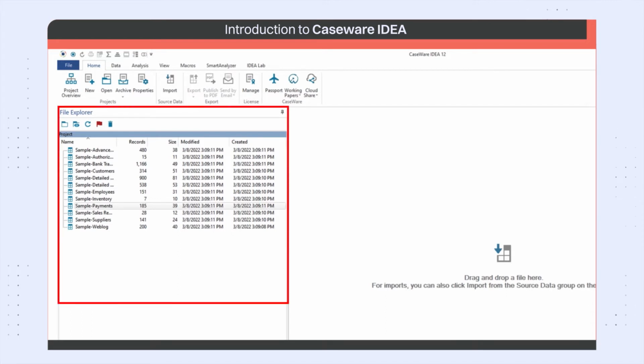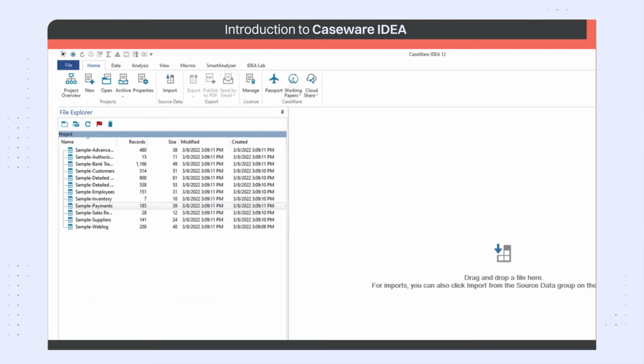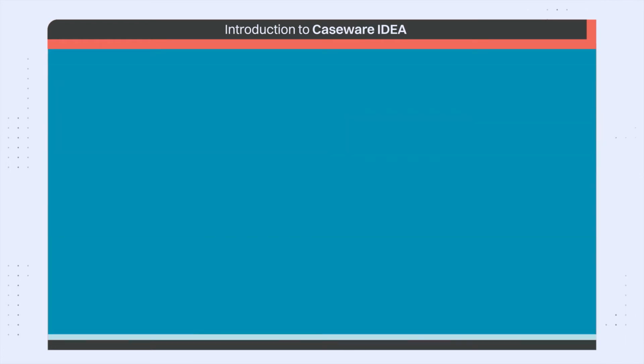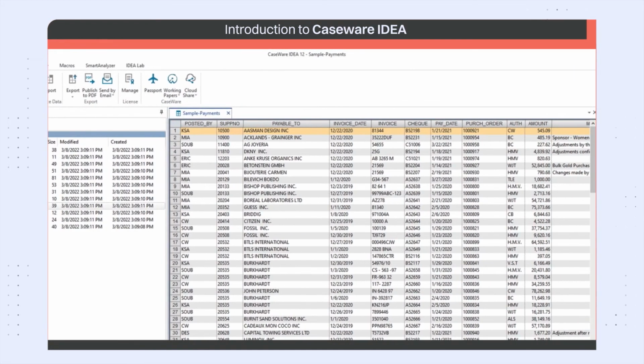The File Explorer shows a list of all files in your current project. It also shows you the number of records in each database, the size of the file, the modified date, and creation date, as well as any parent-child relationships which may exist between the databases. To open a database, simply double-click it. This opens the file in the main window.